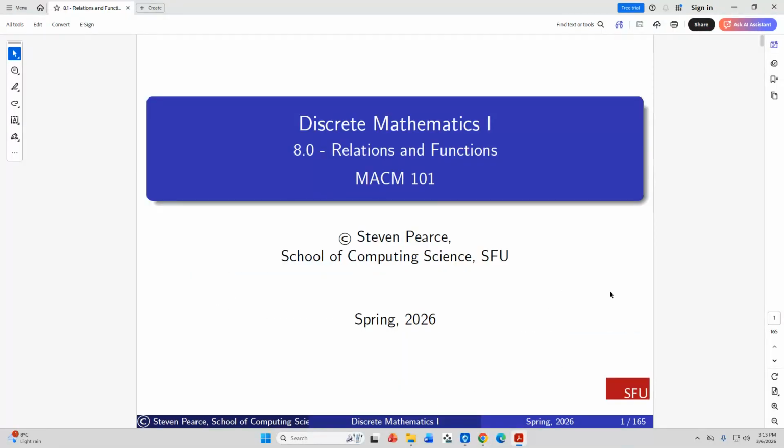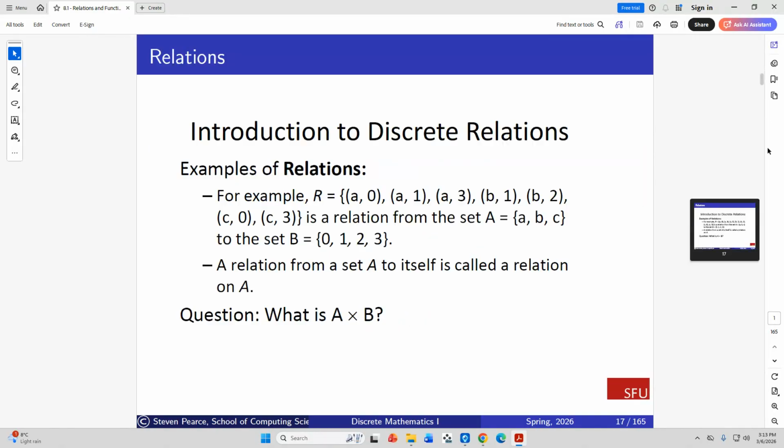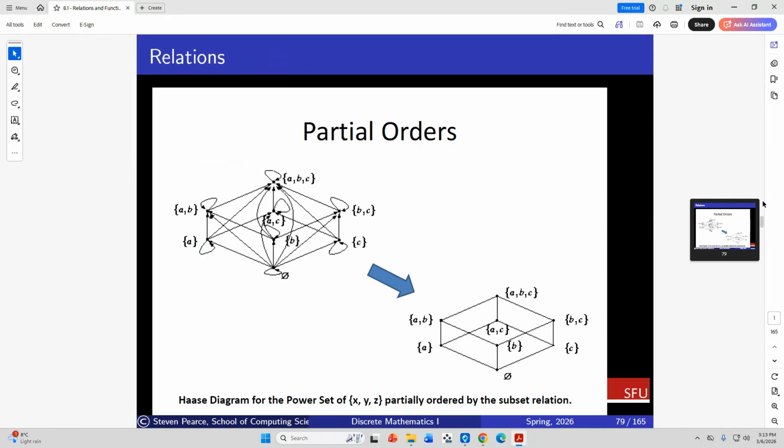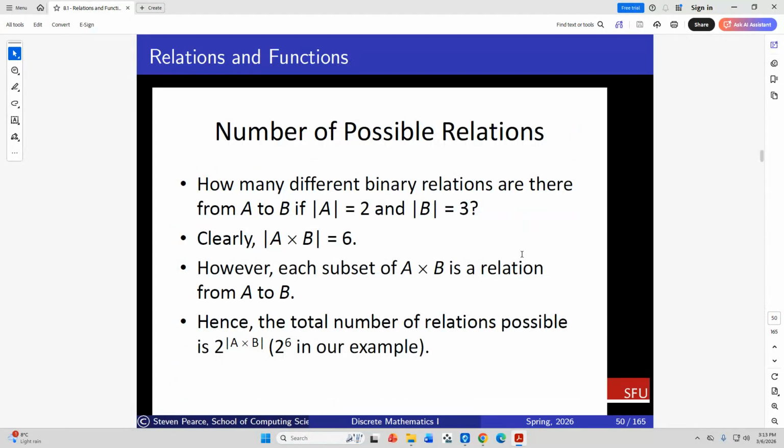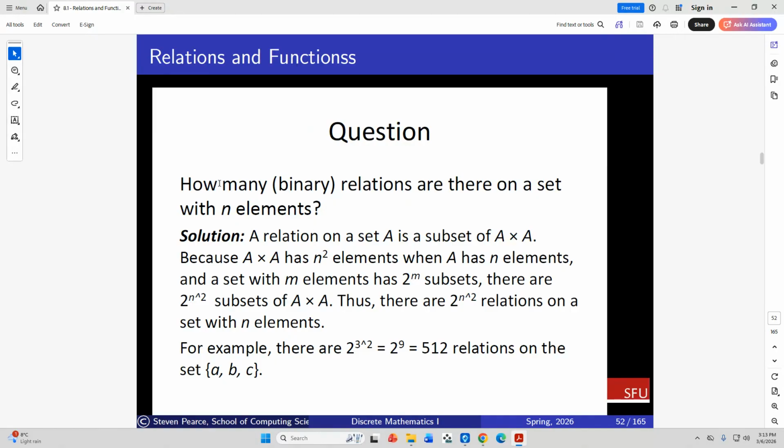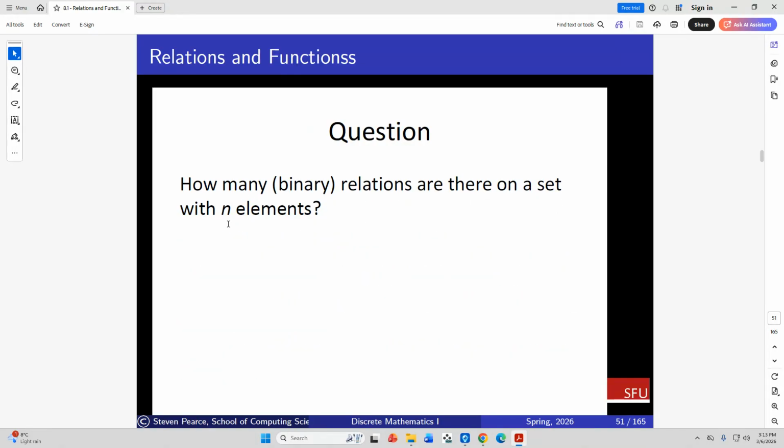Where did we leave off? We left off basically here. Oh, yes. Okay. So we left off with the cardinality of relations. Of course, the power set. How many binary relations are there on a set with n elements?